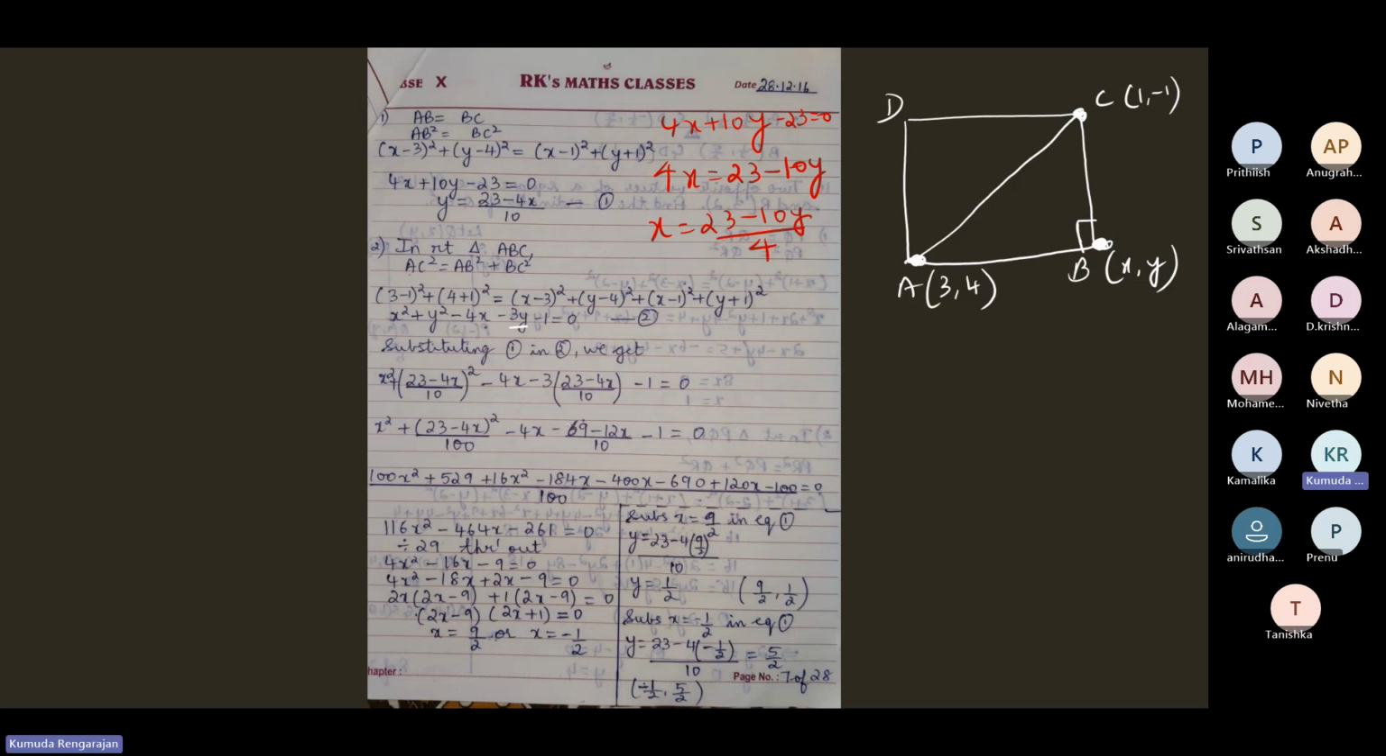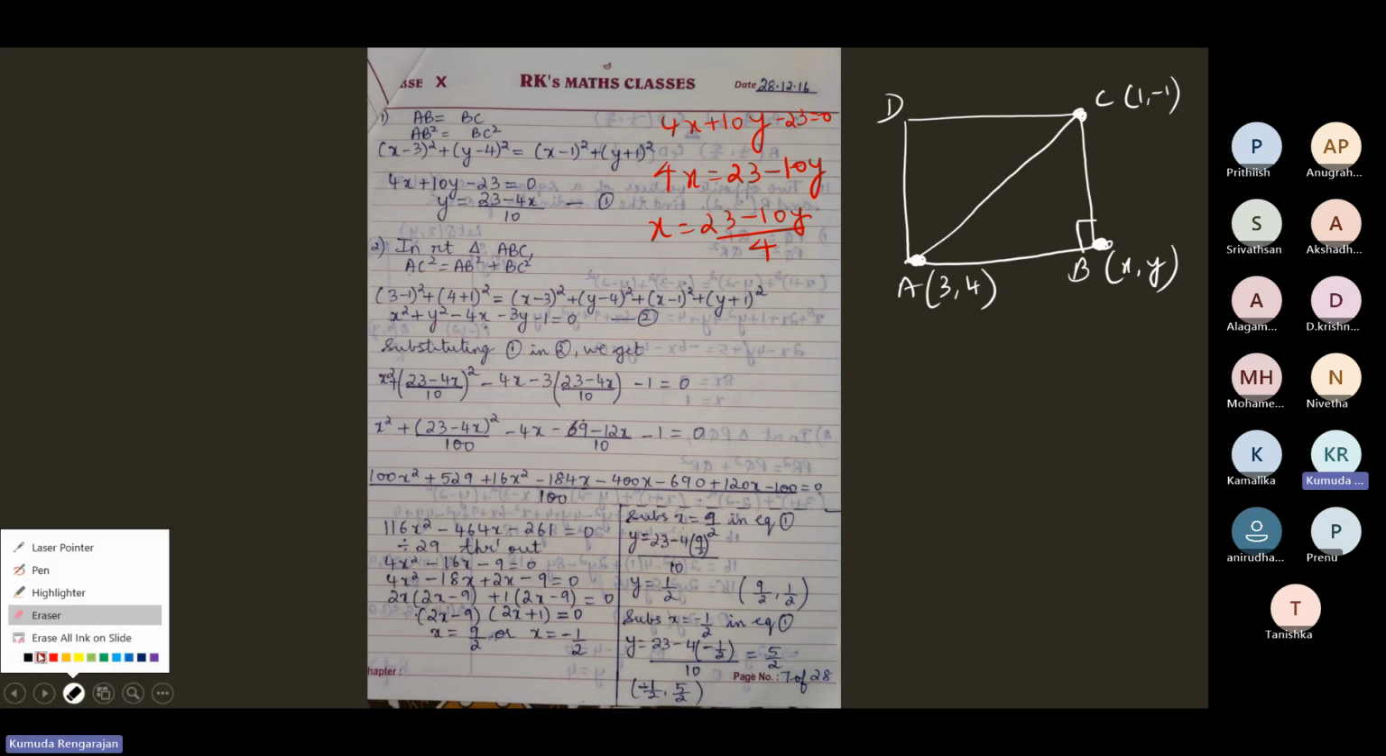I have written y in terms of x, and I've substituted that in the second equation. I've called this 1, y in terms of x. And I substitute this result in the second equation here. So in this equation, wherever there is y, we replace that with 23 minus 4x by 10. Substituting 1 in 2, we get x square is x square, y square is 23 minus 4x by 10 the whole square.